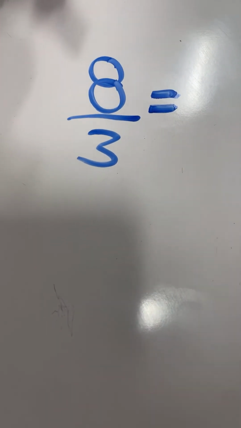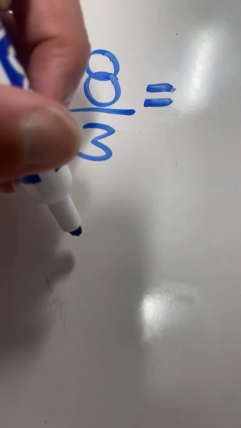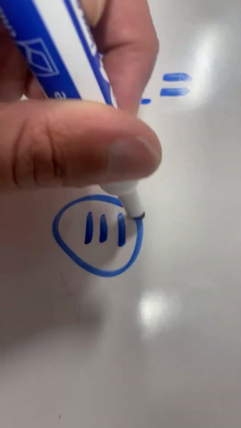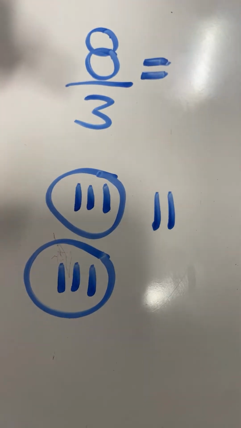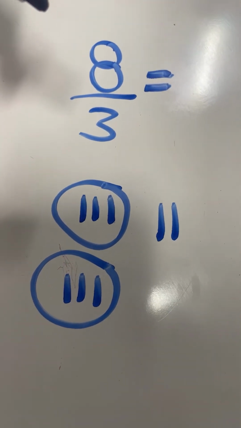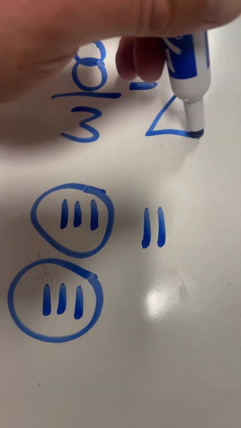Eight thirds. So we're going to make 8 total tallies. We're going to make them in groups of 3. 1, 2, 3. We have one group of 3. 4, 5, 6. That's 2 groups of 3. 7, 8. So we have our 8 total tallies. We have 2 full groups of 3. 2 is our whole number.